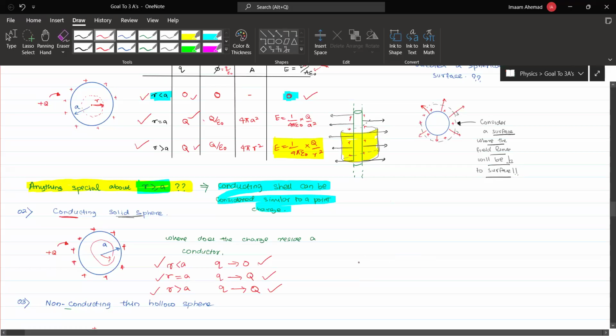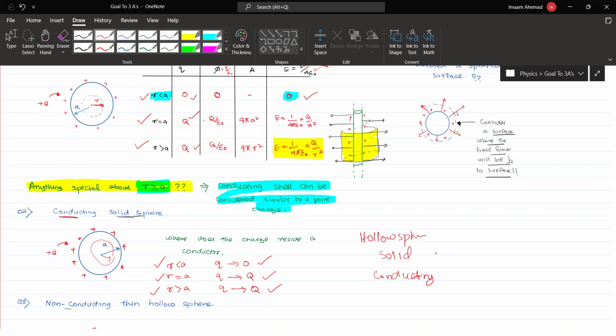Therefore, let's say you get a question combining a hollow sphere or solid sphere, but they are conducting. That means they will have the same characteristics. So you can consider them as the same thing. They are not two different things. Does it make sense?